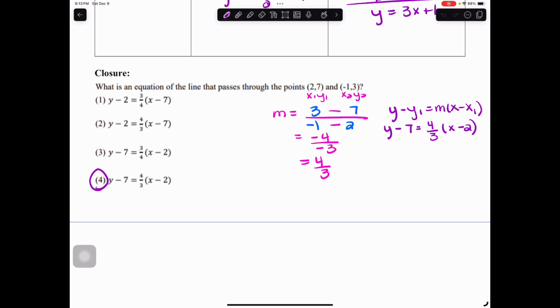You see I wrote that down. I replaced my y1 with 7, my slope with 4/3, and my x1 with 2, and then I picked the one in the multiple choice that matched. So now you know you can use the point slope formula, which is on your reference sheet, to help you write the equation of a line. And that concludes your lesson on writing the equation of a line, day 2.